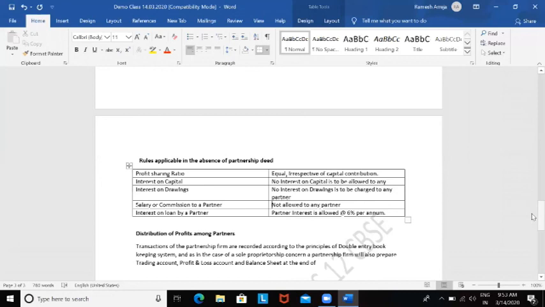Getting my point? So partners also have a personal liability, meaning individual liability, as well as collective liability. Collective means on behalf of the firm. Individually means because you are a partner. Getting my point? So these are the points which are related to the partnership deed.